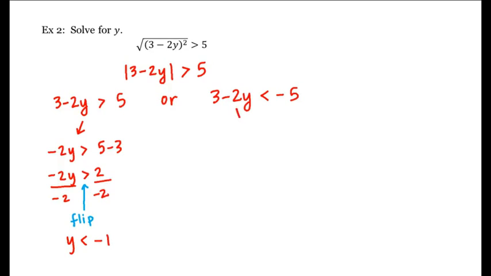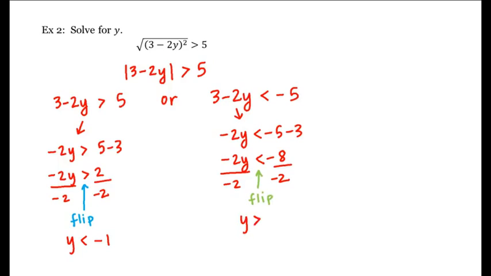All right, and what about the second inequality? Again, we'll subtract 3 from both sides, which gives us negative 2y is less than negative 5 minus 3, or negative 2y is less than negative 8. Again, dividing by negative 2 and flipping or reversing the direction of our inequality gives us that y is greater than 4. And because these inequalities are joined by the word or, our solution here will be the set of all y that make at least one of these inequalities true.